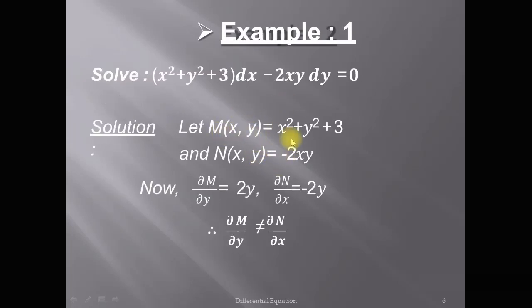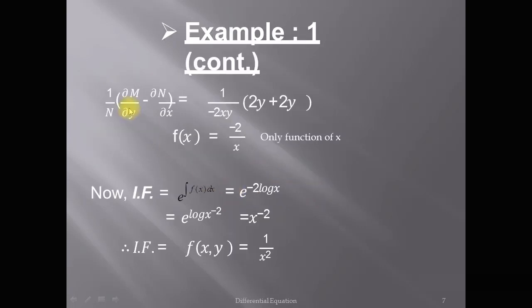The result of partial m by partial y is 2y, and the result of partial n by partial x is minus 2y. So subtract these two results: partial m by partial y minus partial n by partial x. Partial m by partial y equals 2y, and partial n by partial x equals minus 2y, so minus minus plus. Now this is equal to 4y.